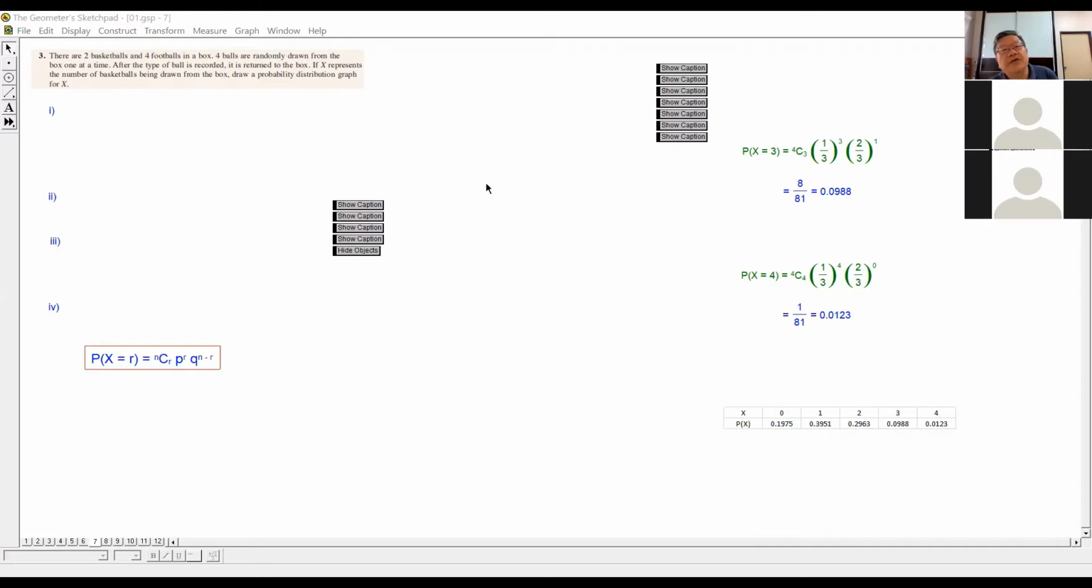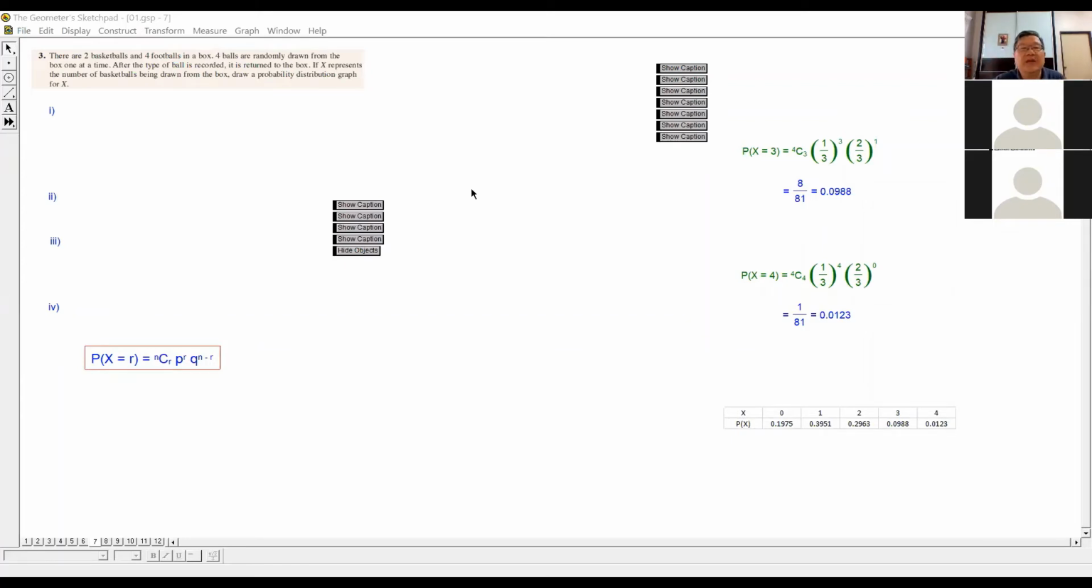Probability distribution graph. They didn't ask to draw the tree diagram, right? So no need to draw the tree diagram. Straight away you draw the bar chart. X equal to 0, X equal to 1, 2, 3. What is the height of the probability? Now here they say X represents the number of basketballs being drawn. So if you draw a basketball, that means you are successful.